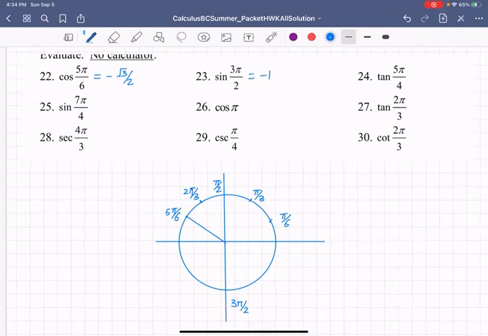Aiden. Hello. Okay. Tangent of 5 pi over 4 is 1. One more. Sine of 7 pi over 4 is negative root 2 over 2.